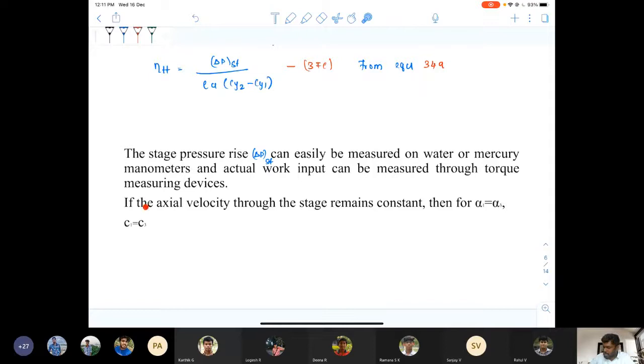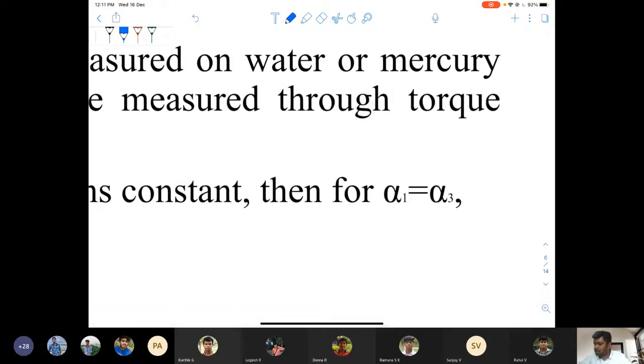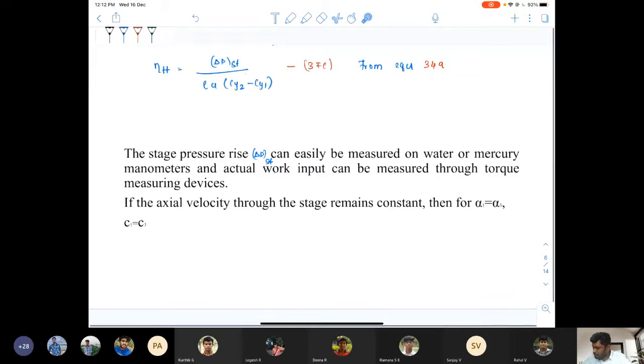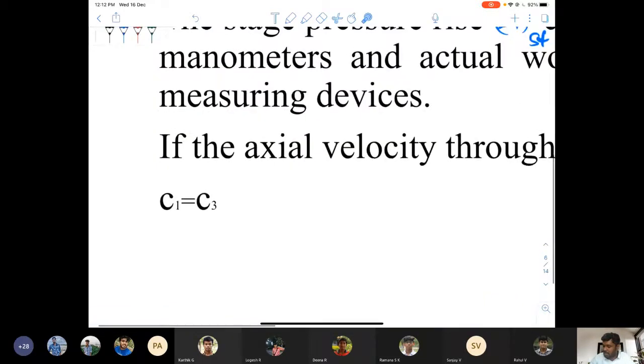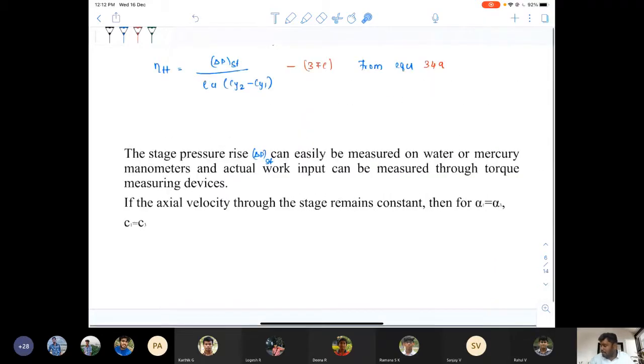Okay, and if the axial velocity through the stage remains constant, then alpha 1 is equal to alpha 3, and C1 is equal to C3. If the axial velocity through the stage remains constant, then alpha 1 is equal to alpha 3 and C1 is equal to C3. This condition we have also kept while solving the stage pressure rise.